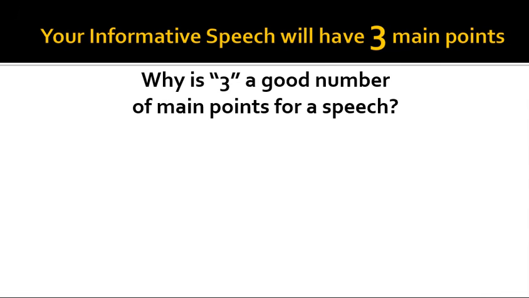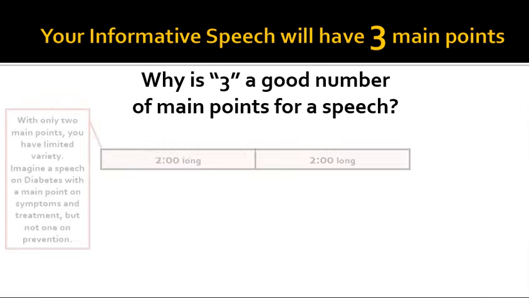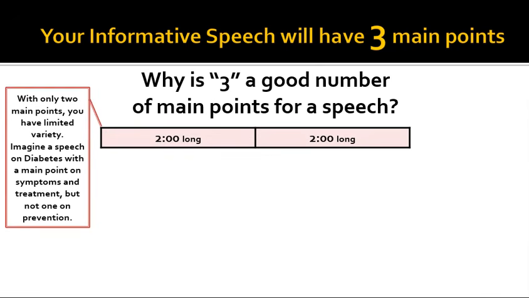Your informative speech will have 3 main points. Why is 3 a good number of main points for a speech? With only 2 main points, you have a limited variety. Imagine a speech on diabetes with a main point on symptoms and a main point on treatment, but not one for prevention. If you're in the audience and you don't have diabetes, you'd probably want to hear more about prevention than treatment.